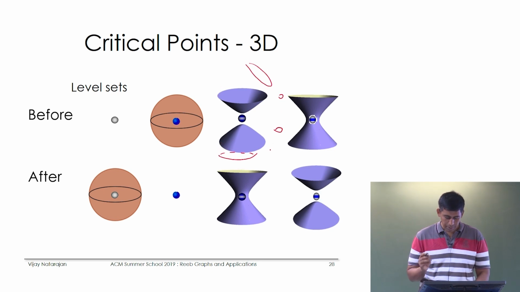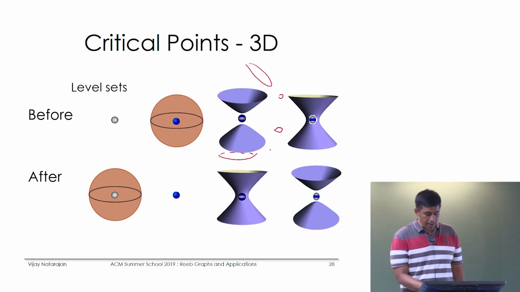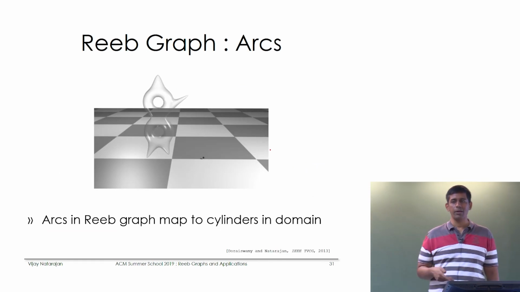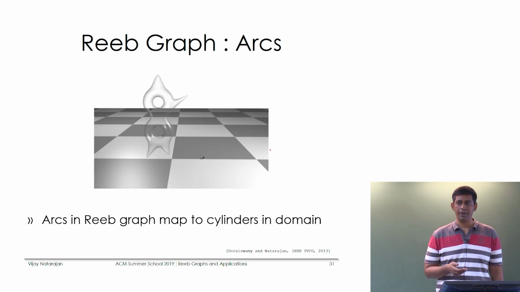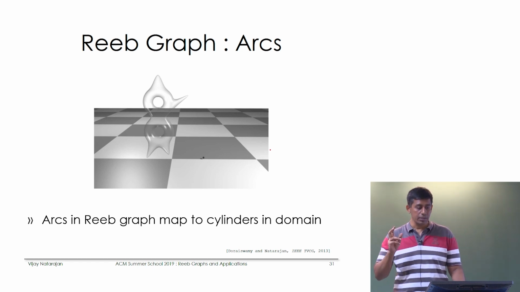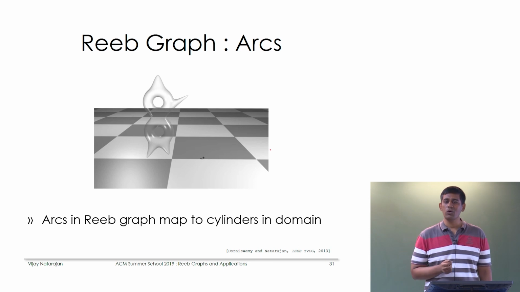So, with that let us start looking at the Reeb graph more and understand it better. The one thing we know is what the nodes of the Reeb graph are. Each node corresponds to a critical point. Make sense? Now, what are the arcs? What do they correspond to? What are the arcs in the Reeb graph?